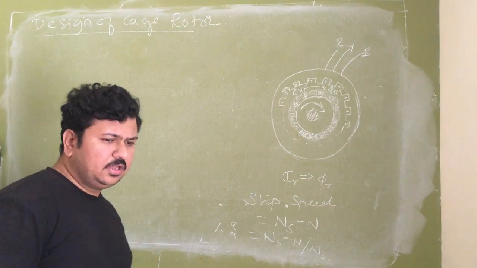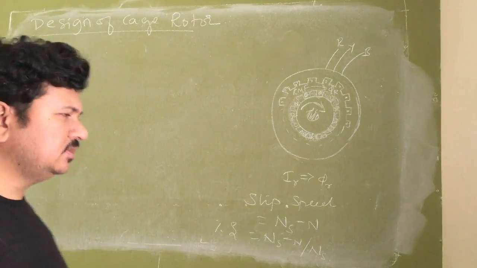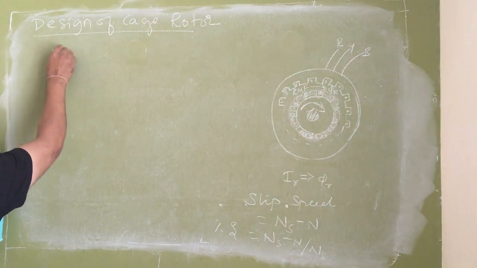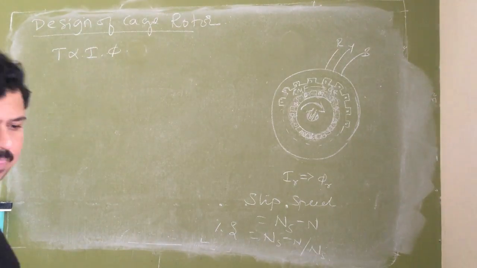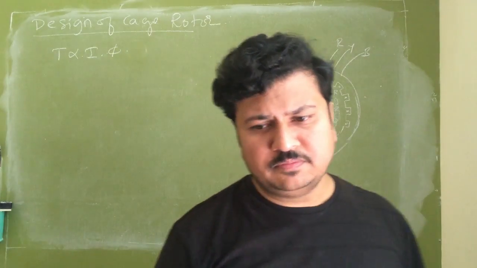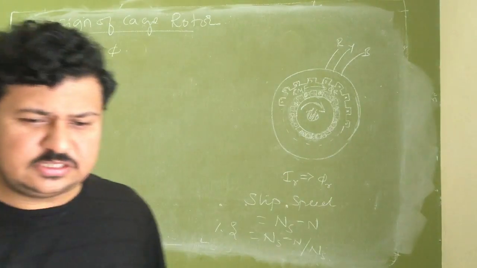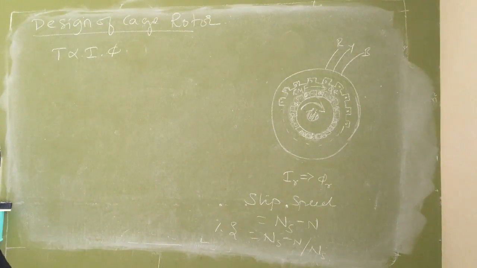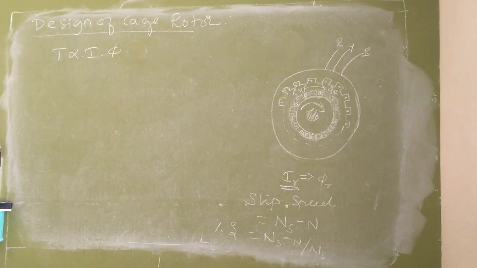Now, the torque produced in any system electromagnetically is always proportional to the current and flux. Now the torque produced in the rotor of an induction motor is also proportional to current and flux. But which current? That current is the rotor current.